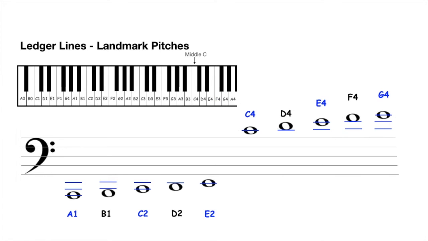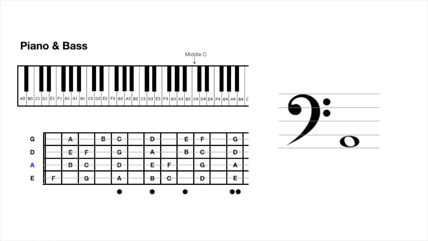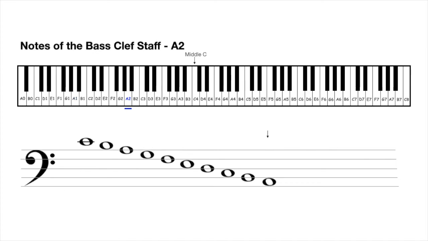Now let me show you how the bass notes of the piano relate to the pitches on the bass guitar. With this one example, you'll be able to figure out the rest. When I see this A note on the bass staff and play the open A string on the bass guitar, this pitch is actually the same pitch as this A1 white key on the piano. Okay, if you remember in an earlier slide, I mentioned that this A is the A2 on the piano.